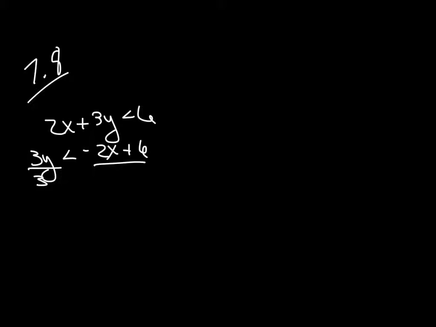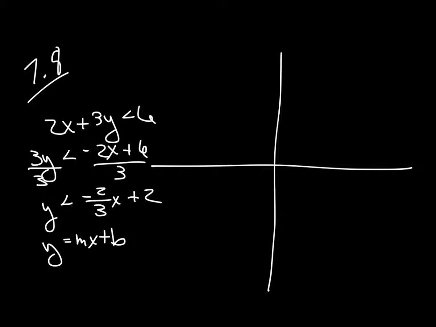If you have something like 2x plus 3y is less than 6, and you were to put this in the right form, set it equal to y, so we'd have 3y is less than negative 2x plus 6. Divide by 3, and we get y is less than negative 2/3 x plus 2. That's in slope-intercept form, the y equals mx plus b form. And we have a graph, and we are to graph that.